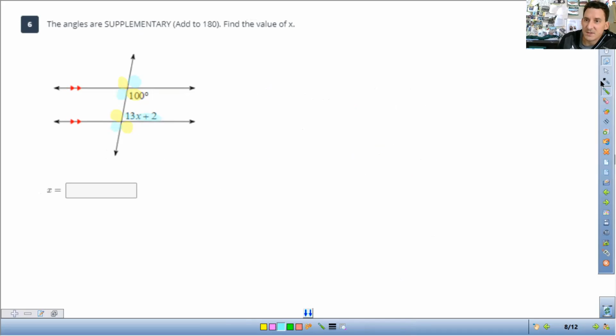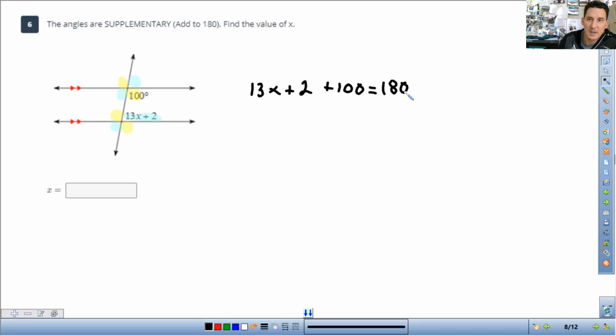They're different colors, so that means they add to 180. So 13x plus 2 plus 100 is equal to 180. Solve. Going to combine like terms. So I have 2 plus 100. It comes out to 102. So 13x plus 102 is equal to 180.